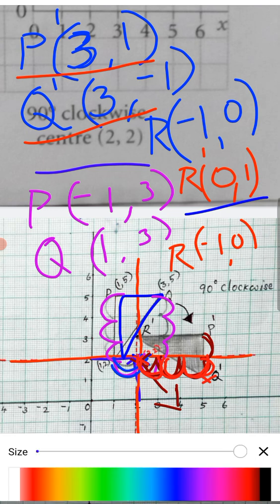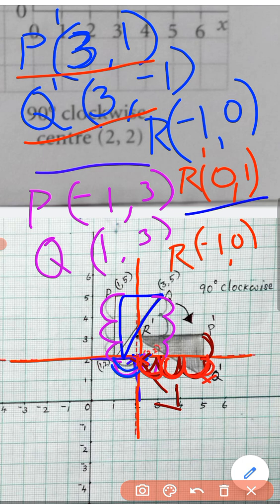Now children, R dash is 0, 1. Since the x coordinate is 0, R dash is on the y-axis. So it is 1 unit up from the center of rotation. This is R dash.